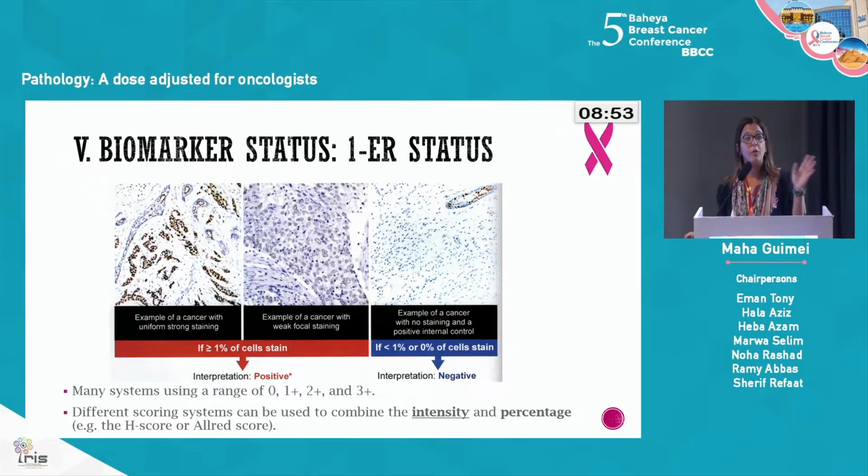النورمال بريست تيشو فيه ريسبتورز، فالنورمال بريست كان بيُستخدم as a positive control. وأنا ببص على السلايد بتاعتي، فلو لقيت النورمال بريست اللي جنب التيومر مش واخد أصلا نيوكليير ستيننج، يبقى معنى كده إن في مشكلة عندي في البروسيس. I have to repeat or find the problem in my procedure. فاللي كان قبل كده بيتقال إنه مجرد وجود 1% of the tumor cells expressing ال ER ده معناه this is a positive tumor and it will respond to endocrine therapy.